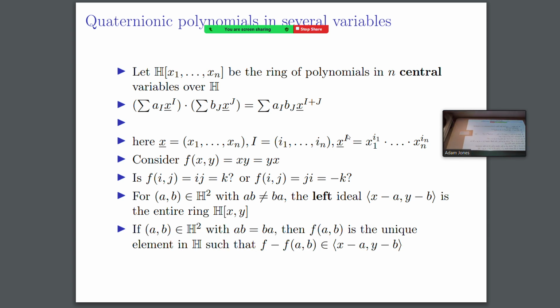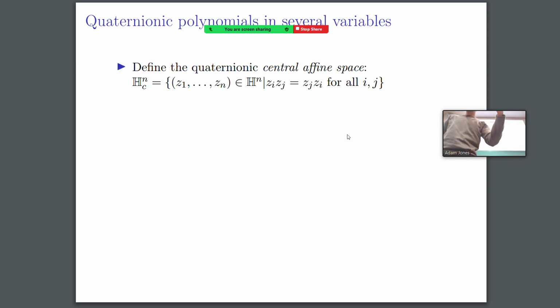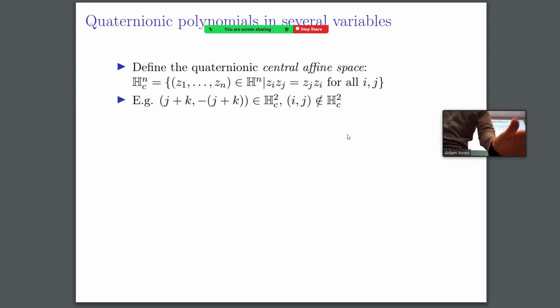On the other side, if you do have a pair of points, a pair of coordinates, that commute, then substitution is well defined, and the value of the substitution is the unique element such that f minus this element belongs to this ideal, which now is a proper left ideal. This leads me to the following definition. We will call this the quaternionic central affine space, which is simply all points where all of the coordinates commute. So for example, j plus k and minus j plus k is a point, but i and j is not.